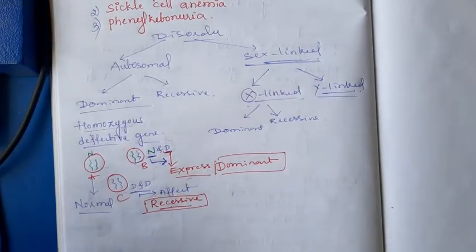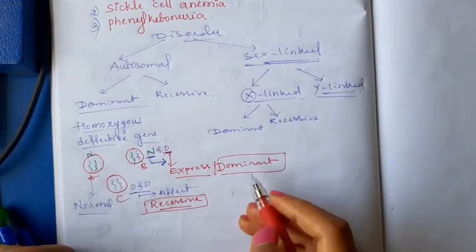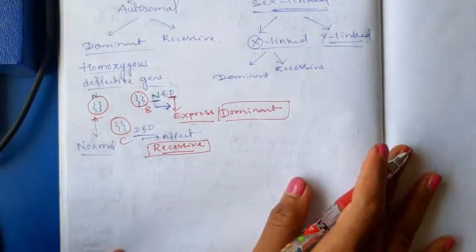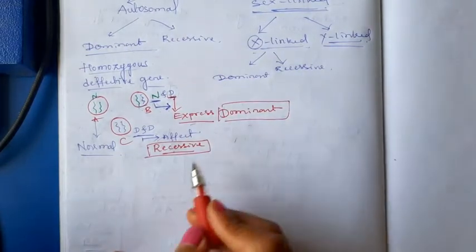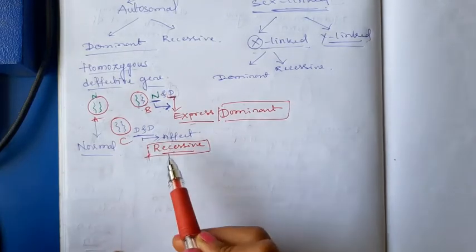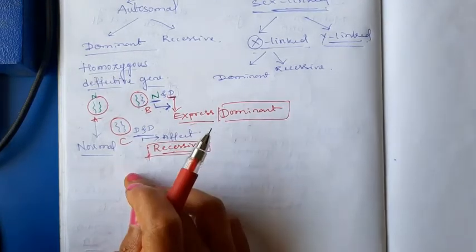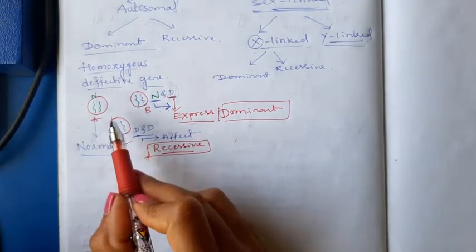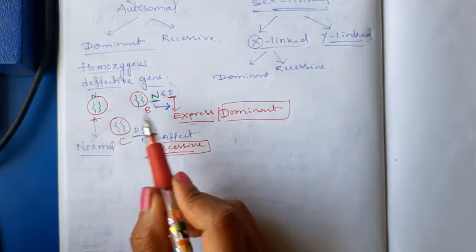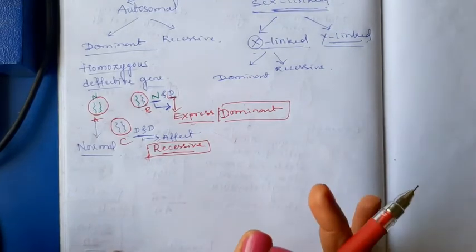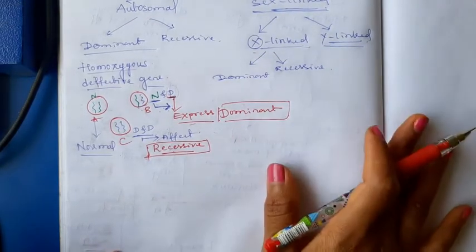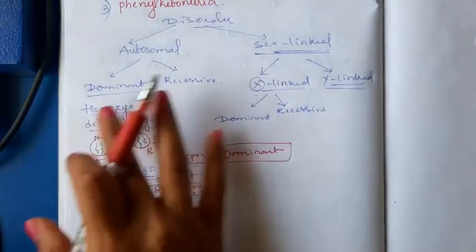Okay. In the dominant condition, it must be the heterozygous condition. In the recessive disorders, both the genes or the chromosomes must have the defective gene. One chromosome comes from our father, another chromosome comes from our mother, and both must be defective. It will affect the phenotype of an offspring. This is all about dominant and recessive.